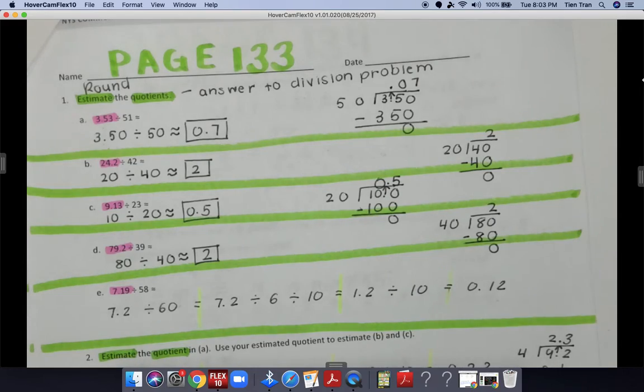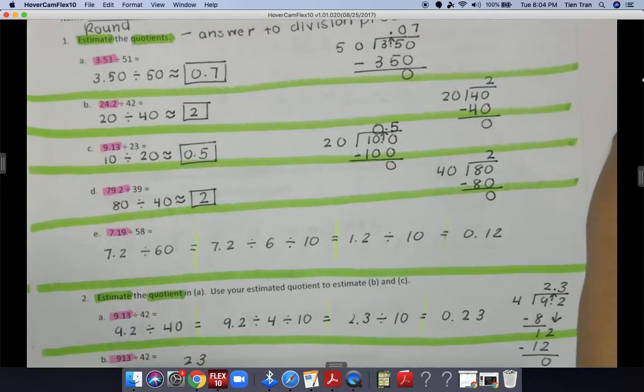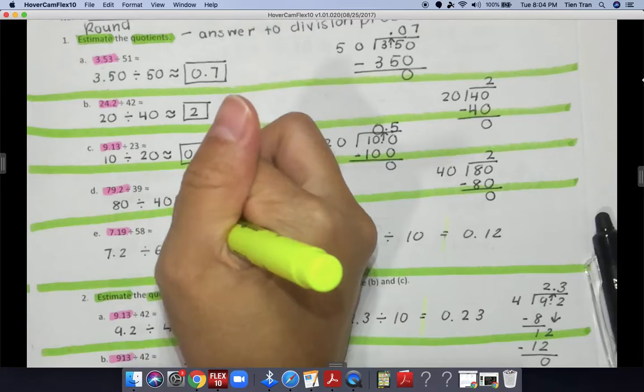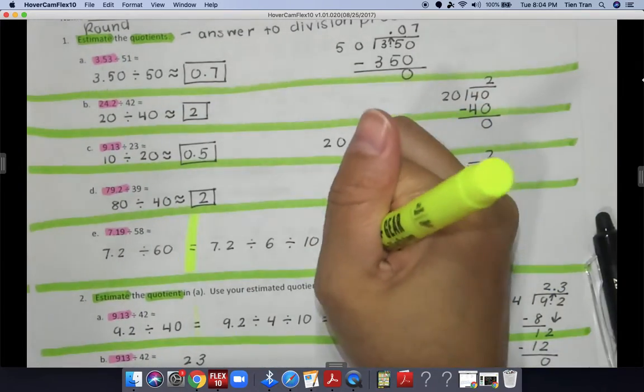So now I'm going to show you a second method. These lines aren't very clear, but I wanted you to see that these are kind of separated.